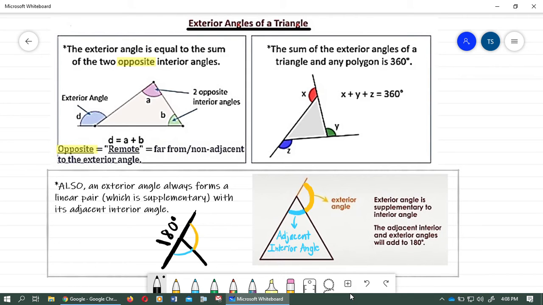So again, folks, those two angles, the exterior angle and its adjacent interior angle for the triangle, will always be supplementary because they're technically a linear pair, and those two angles will add to 180 degrees. Alrighty. So, guys, those are the types of relationships that we get from exterior angles of triangles.